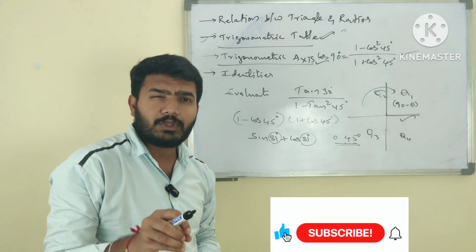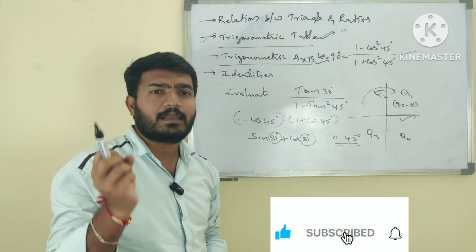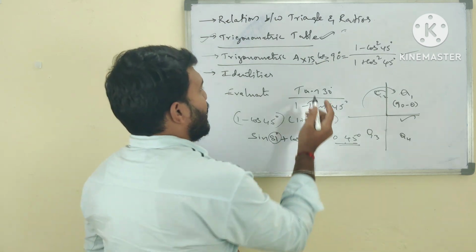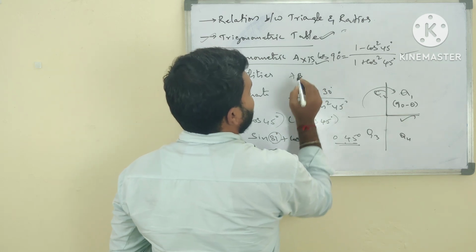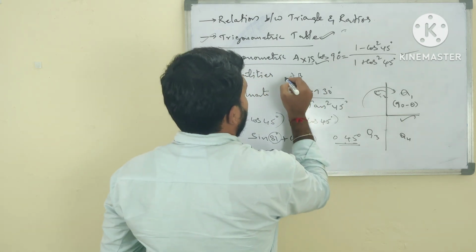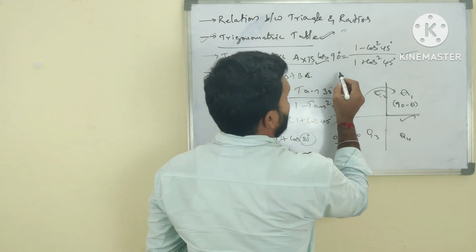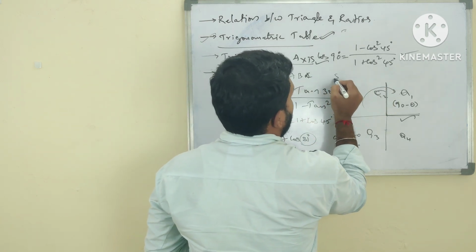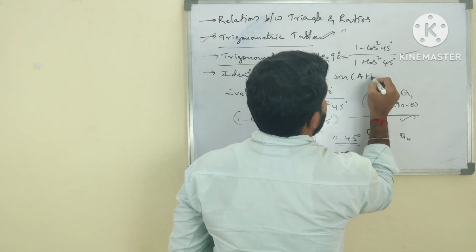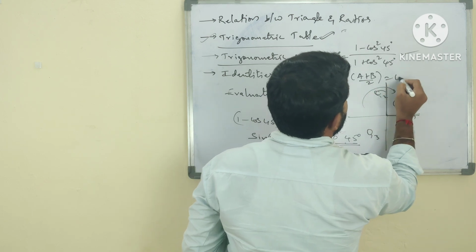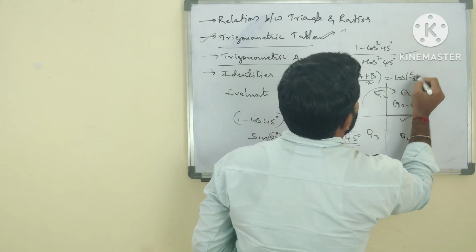Now I am going to tell you the most important question. This is my personal favorite. In triangle ABC, show that sin of a plus b by 2 is equal to cos c by 2.